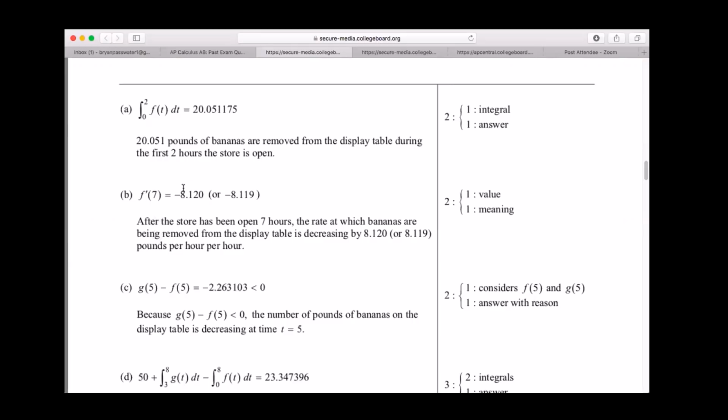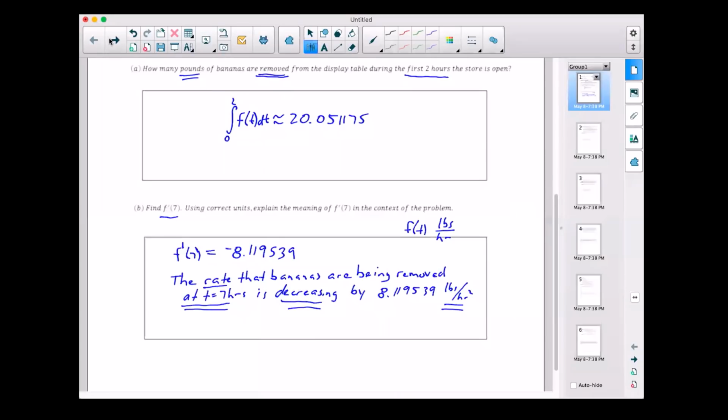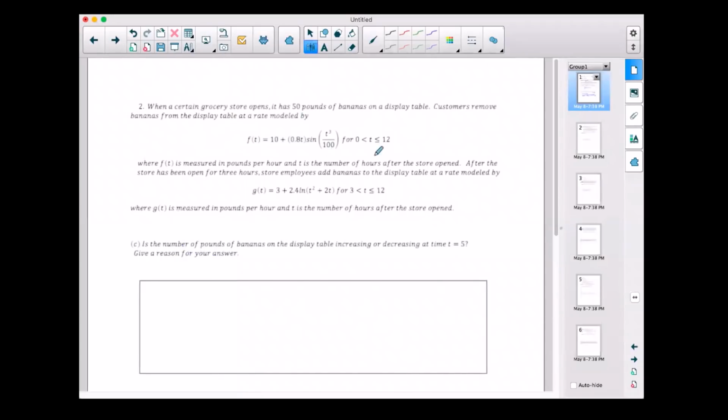But this one is a little bit tricky, and a lot of students, in all honesty, do not end up earning that point on the AP exam. It's probably the most missed part of this question when I scored it. So let's go on to part C and part D.